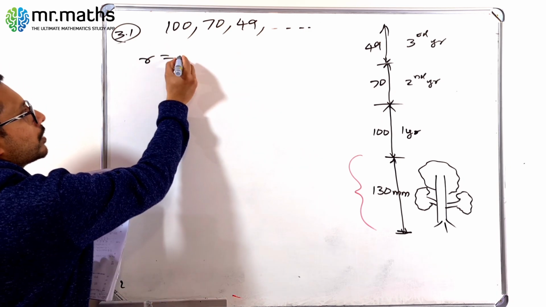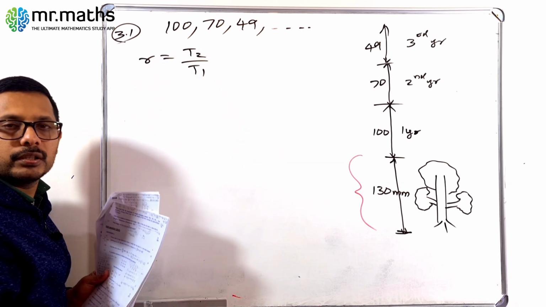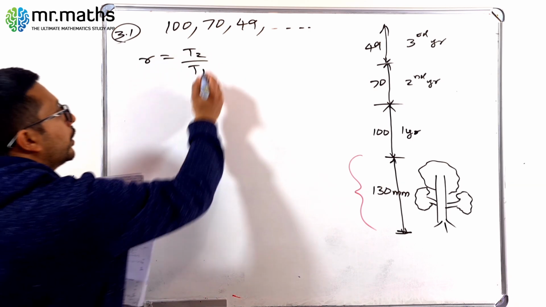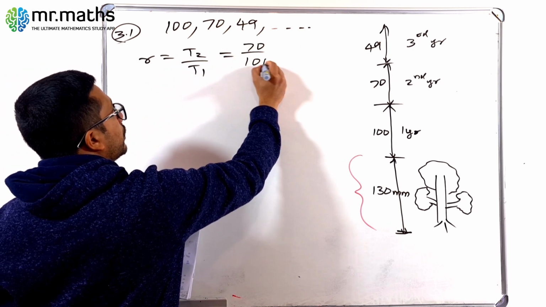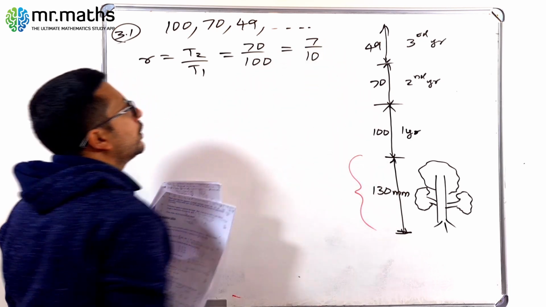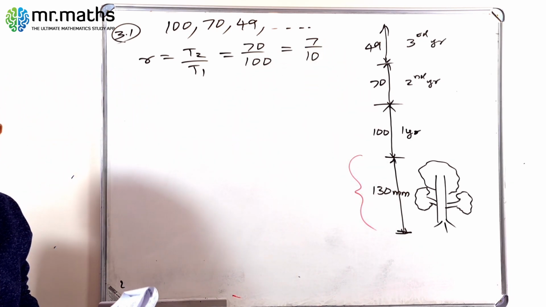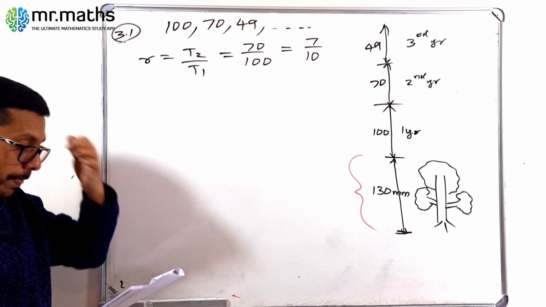R is equal to T2 divided by T1. That's how you want to find the common ratio. Am I right? Okay, so what is that one? 70 over 100. So what is the answer? 7 over 10. So the common ratio is 7 over 10. Anyway, let's see what we want to find.